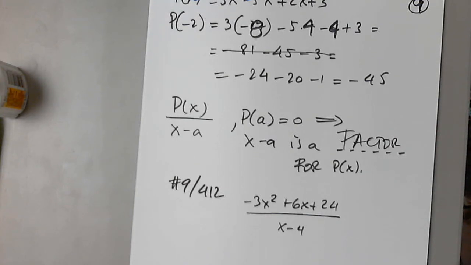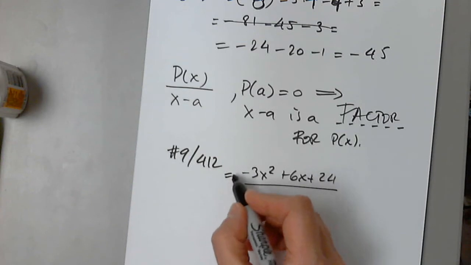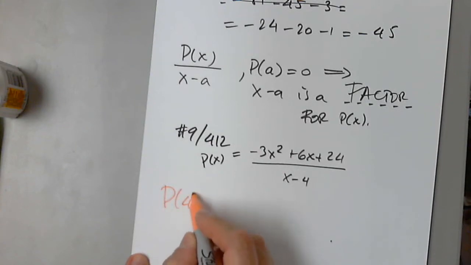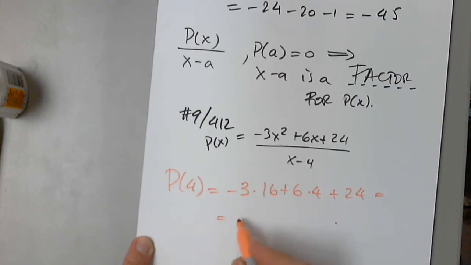So what do I have to do in order to find the remainder of this division? The numerator is p of x. What we have to calculate in order to determine the remainder is p of 4. So negative 3 times 16 plus 6 times 4 plus 24. So negative 48 plus 24 plus 24 is 0.